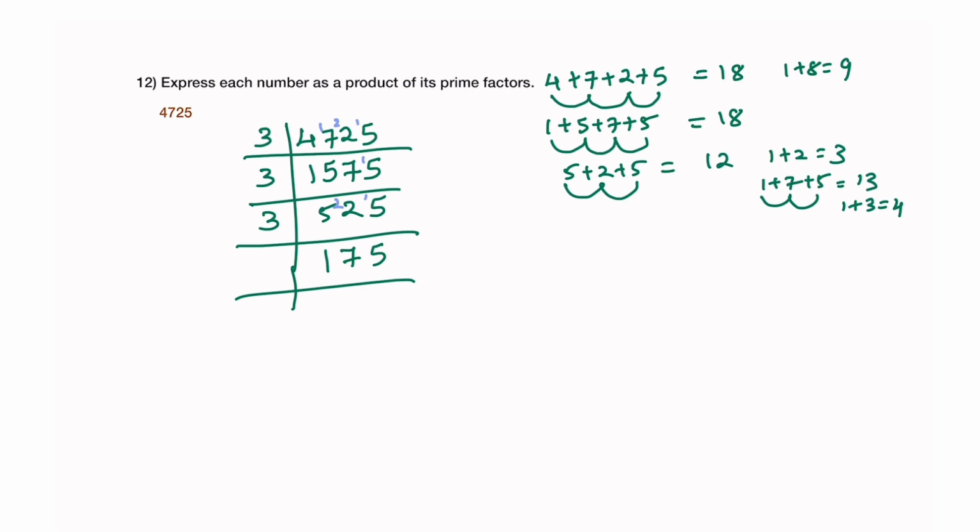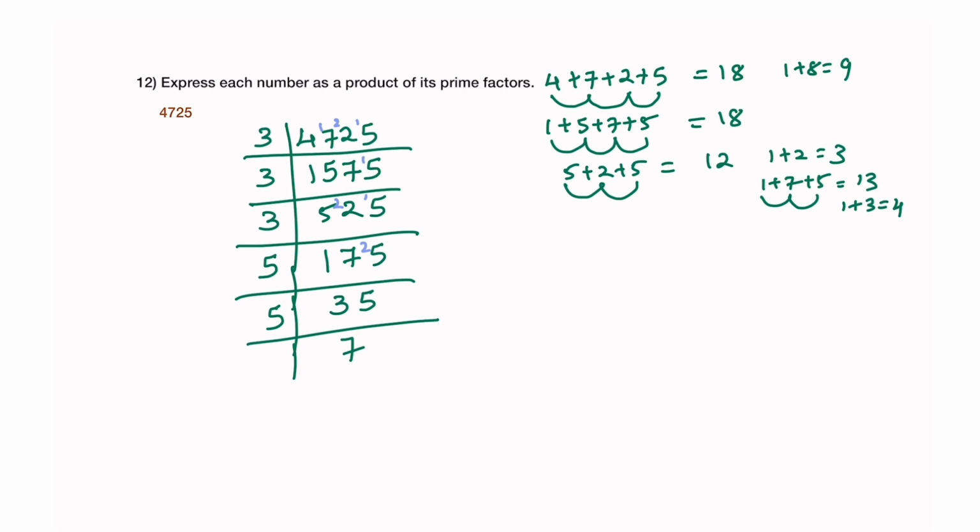And it ends with 5. So we'll go with 5 now. 5 times 3 is 15 and it's 17. So we give remainder 2 to the next one. So that's 25. 5 goes 5 times in 25. 5 times 7 and we end there because 7 is a prime number.